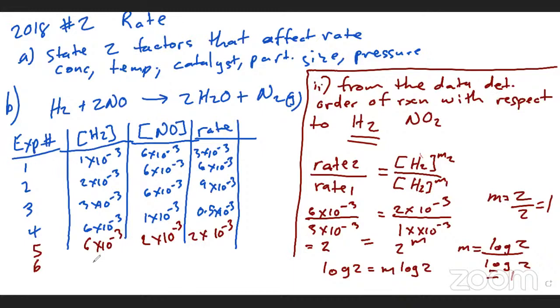So it was 6 times 10 to the -3. And this was 3 times 10 to the -3. And this was 4.5 times 10 to the -3. All right.